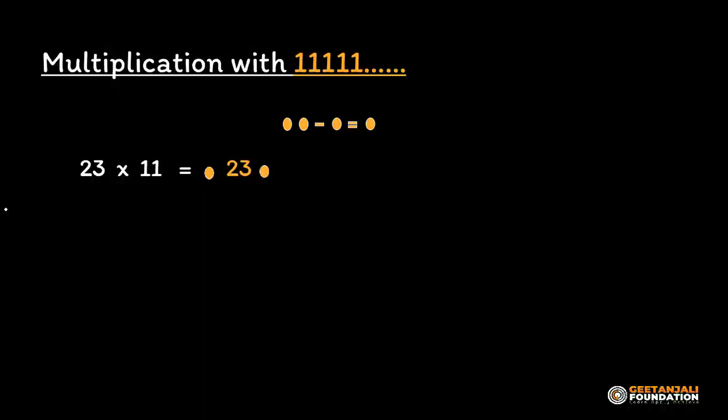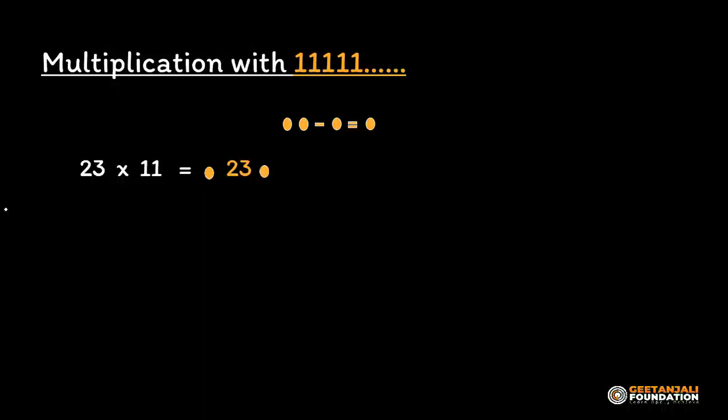So the first step is what? You count the number of ones in your multiplier, then subtract 1 from that. Whatever number you get, you add those many dots on both sides of the number. So you have added 1 dot on both sides of the given number. So this is our first step.